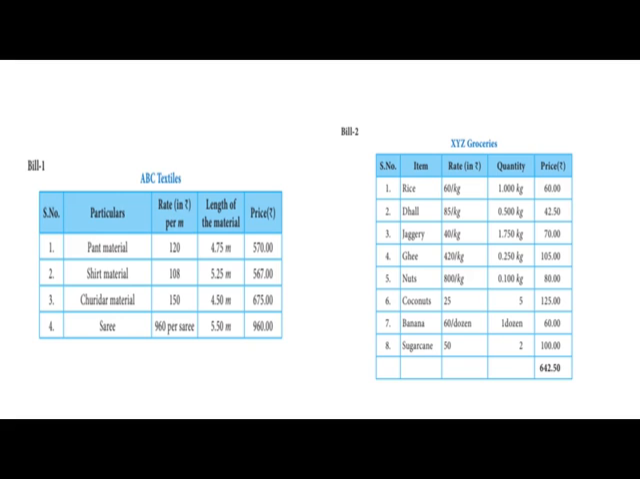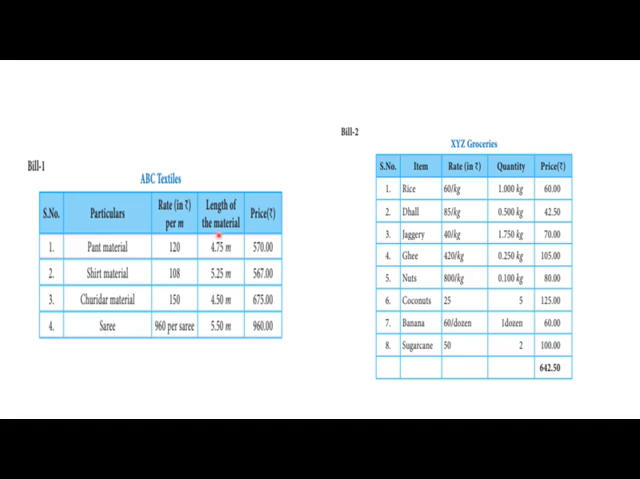Bill 2 is a grocery bill. Here food items, rice, dal, jaggery, ghee, and its rate, quantity, price is given. Take a look at these two bills. What do you observe from these two bills? Yes, very good. The values are written in decimal form.